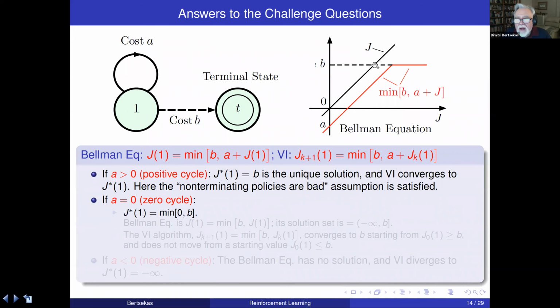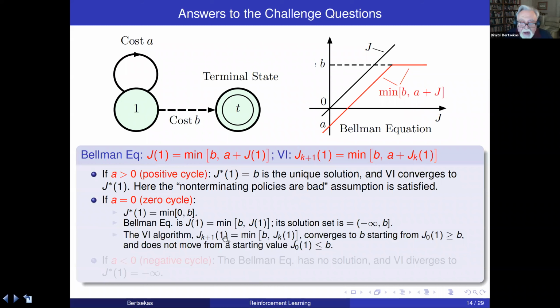The minimum between 0 and B is J star, okay? And you can, from first principles, it follows. Bellman's equation for A equals 0 is this one, and the solution set is from B to minus infinity. Now, the value iteration algorithm has this form, okay?